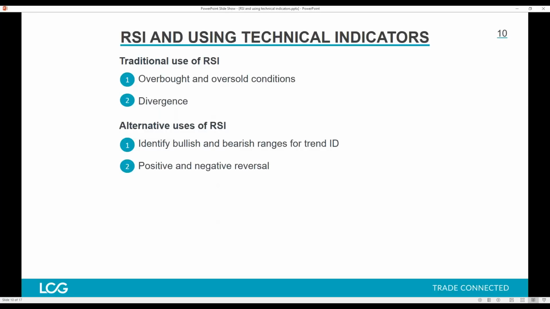So, traditional uses of RSI. You guys may well be familiar with these. I'm sure plenty of you are just doing a bit of a refresher. For those of you who are new, these uses sound a bit weird, but they're actually quite simple, and I'm going to demonstrate them in just a minute. So the traditional uses are overbought and oversold, as well as divergence, and then some alternative uses of the RSI: identifying bullish and bearish ranges, and positive and negative reversals.